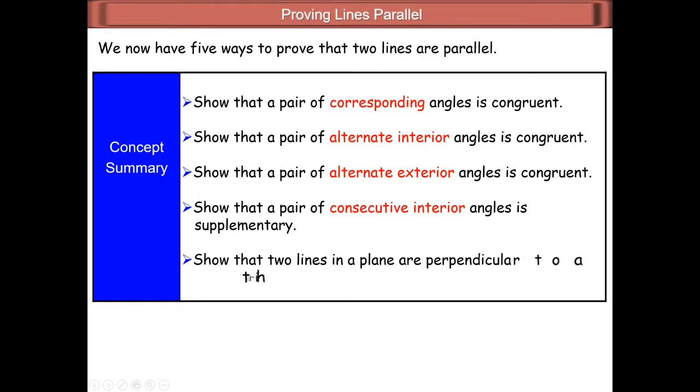And we can show that two lines in a plane are perpendicular to a third line, which will let us know that the two lines cut are parallel. The following slides contain examples.